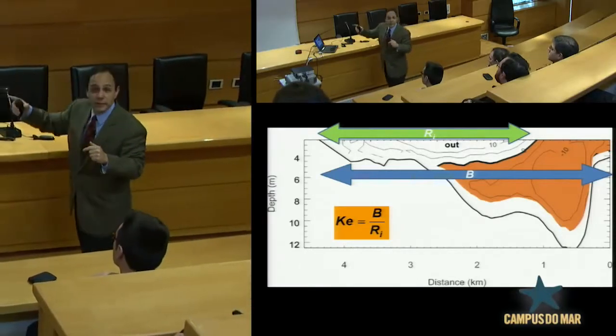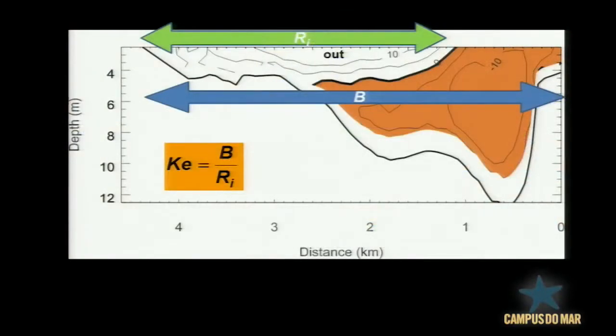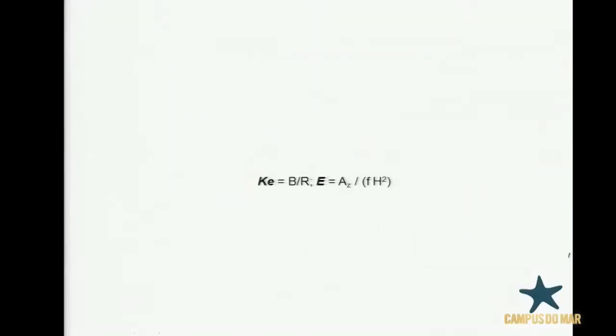This is called the Kelvin number, that's another non-dimensional number. We're comparing the width of the basin to the internal radius of deformation. So when the Kelvin number is 4, you can imagine that that's going to be a dynamically wide basin, right? You're going to have 4 internal radii of deformation in the basin. So we can generate solutions for the same dynamics in terms of the Kelvin number and the Ekman number.